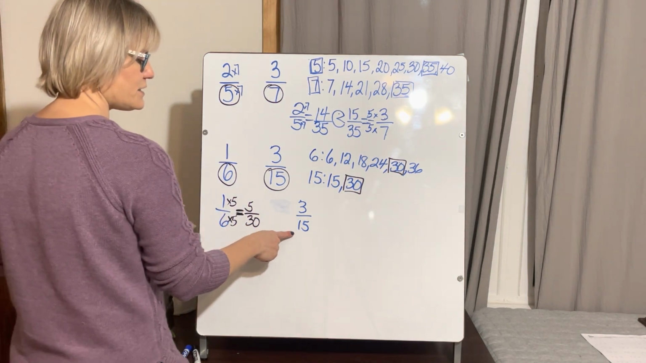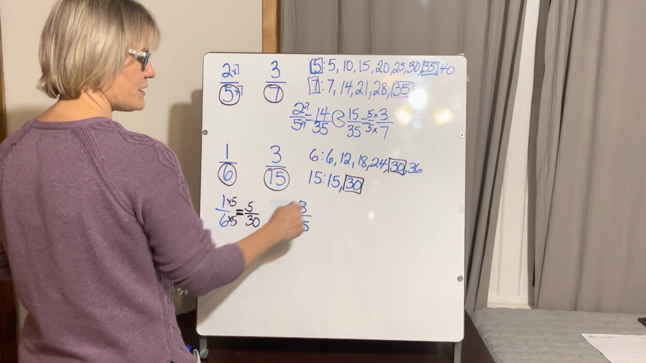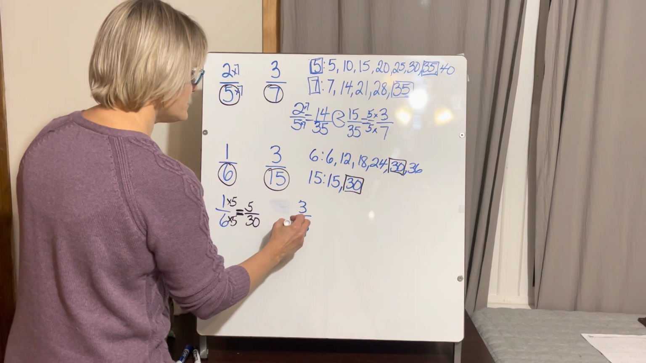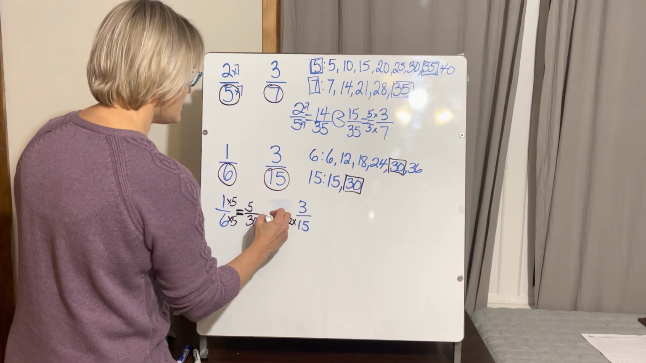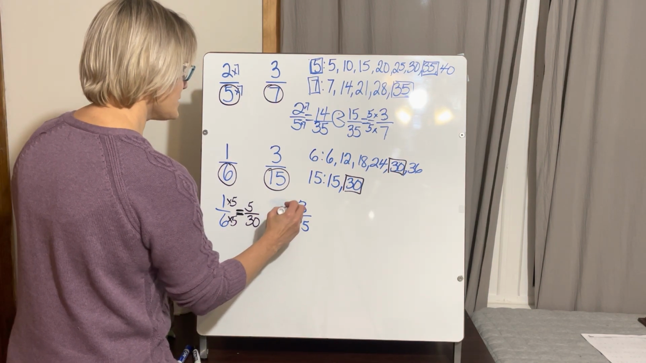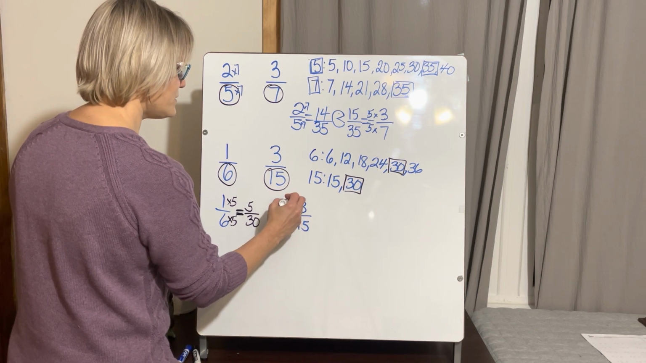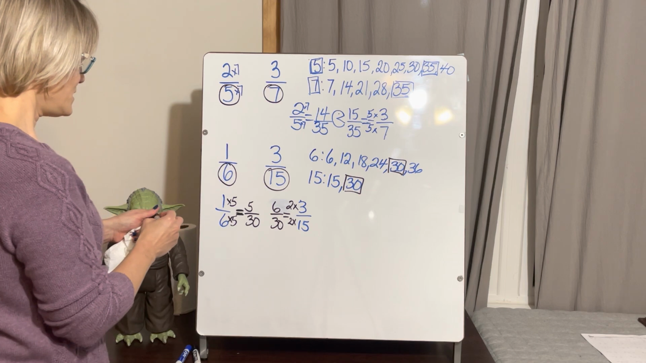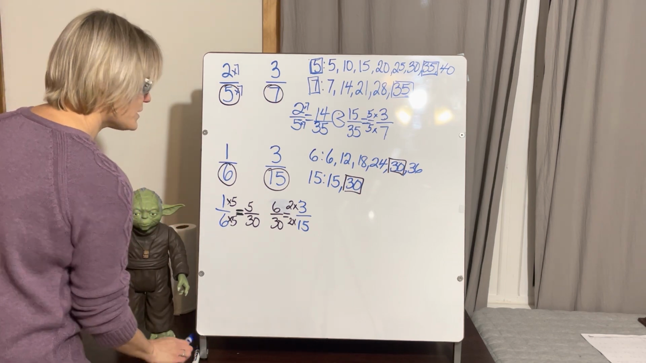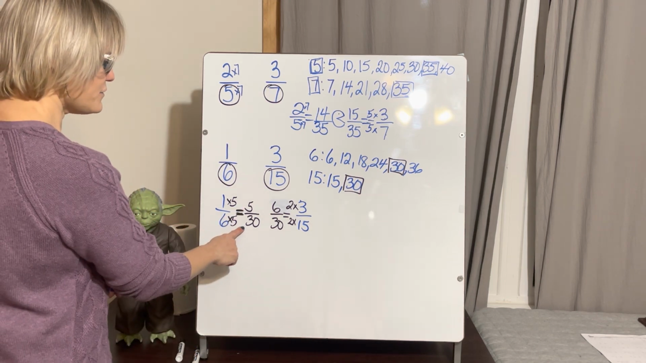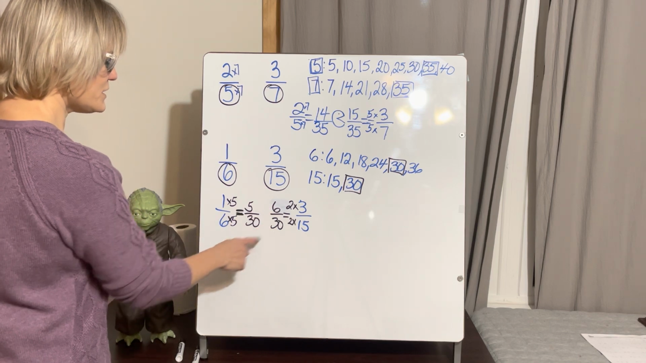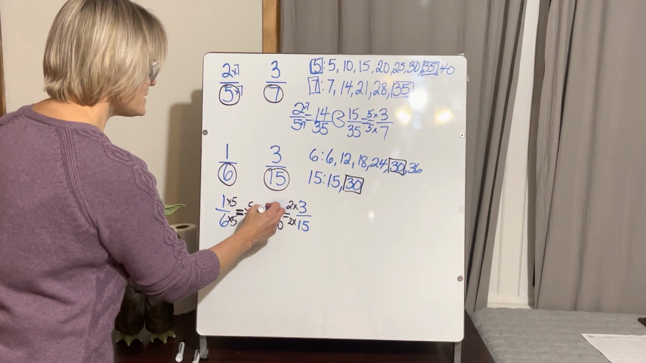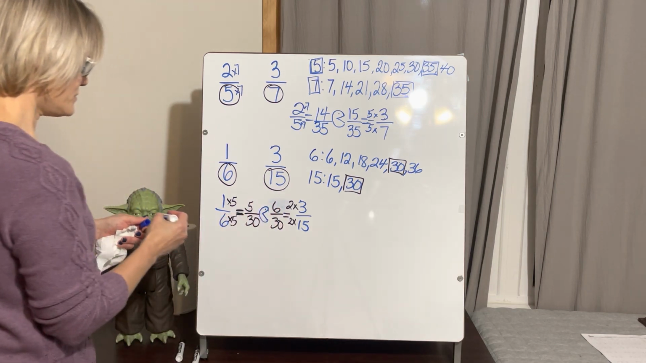Now I have to tell how many times I counted by 15 to get 30. That would be 2. So times 2, that gave me my 30ths. And what I do to my denominator, I have to do to my numerator. 3 times 2 is 6. And look at that, when we compare these, 5/30ths compared to 6/30ths, so 5/30ths is less than 6/30ths.